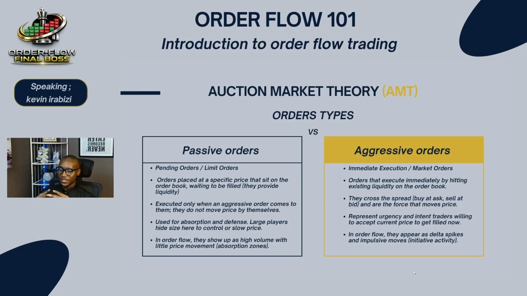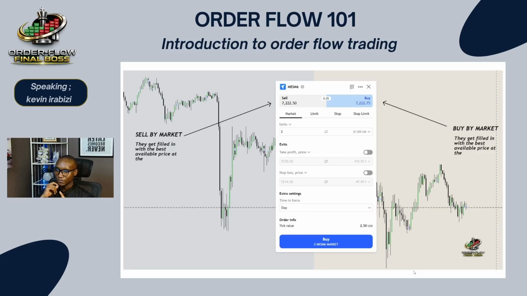Let's say someone places an aggressive order in the market right here. If someone presses this button, or if you press this button, you are saying I want to buy now. So this means your order will get filled by the best available price or the best available limit order. We're going to get to that in a minute.